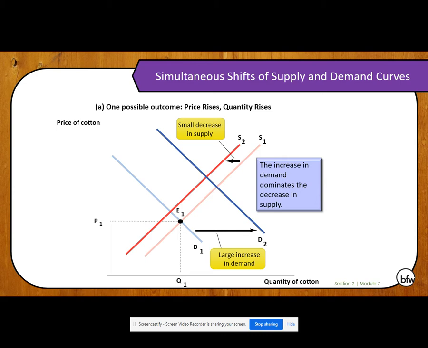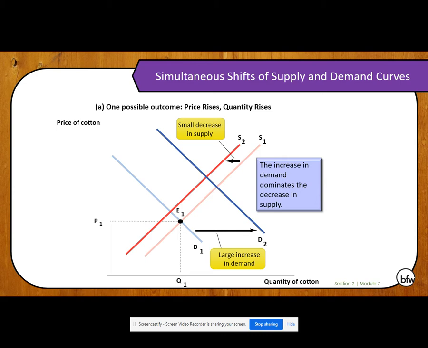But that may not always be the case, okay? When you have these simultaneous shifts, it's going to depend on which one was the bigger shift, which one shifted the most, supply or demand, okay? Which is why memorizing it isn't all that effective, because a lot of times you're not going to know that information, but if you do, it's going to depend on which one it is. In this case, we saw demand increase and supply decrease. But notice that the demand increase was a lot bigger than the one in supply.